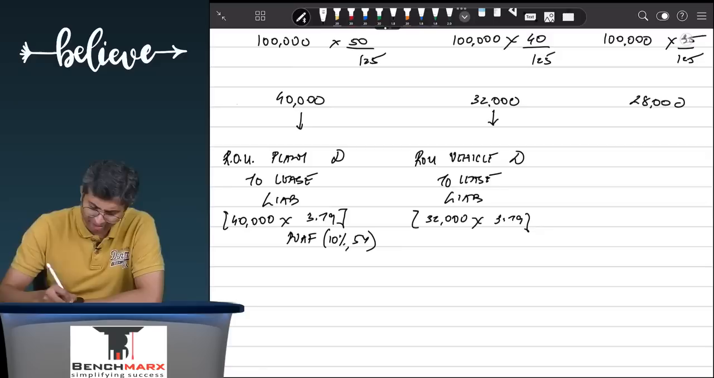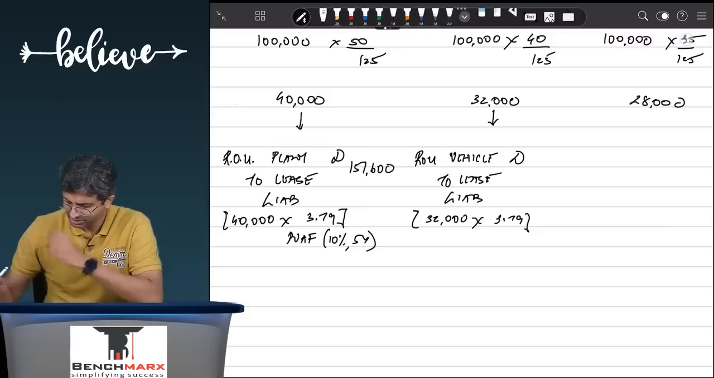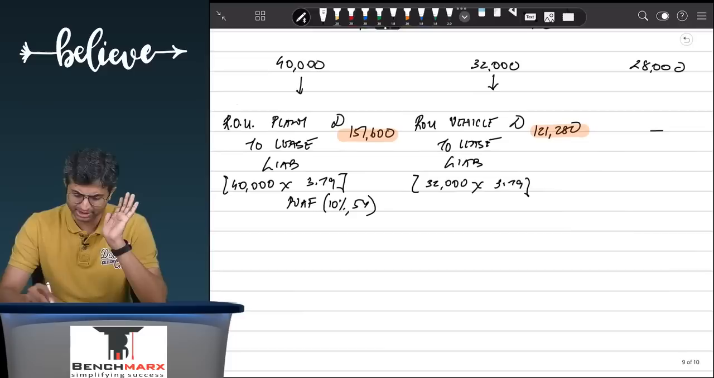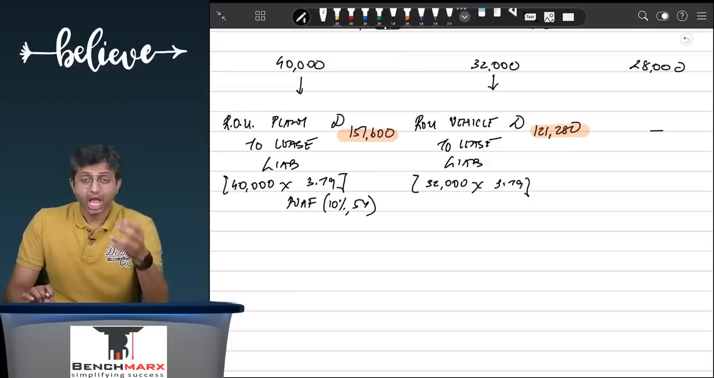32,000 into 3.79, which is 121,280. And lastly, you have driver. So, for driver, nothing is to be recorded now. Now, at the end of the first year, you will recognize depreciation on the right of use asset. You'll depreciate it over 5 years. You'll recognize depreciation on vehicle as well. We'll study that. And lease liability will recognize interest.